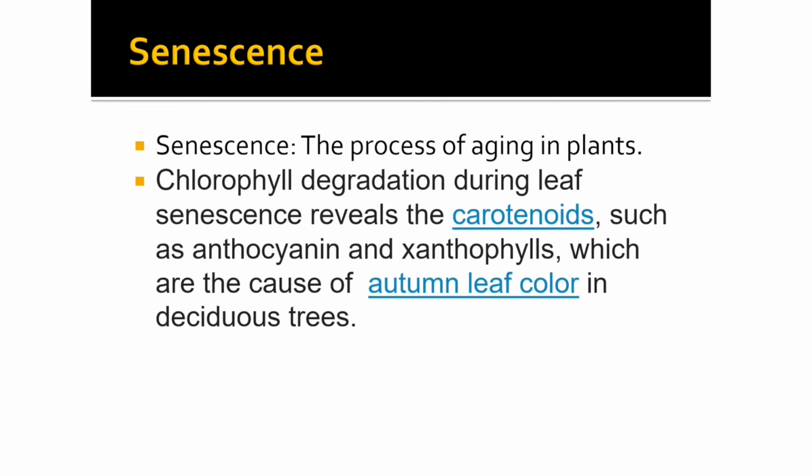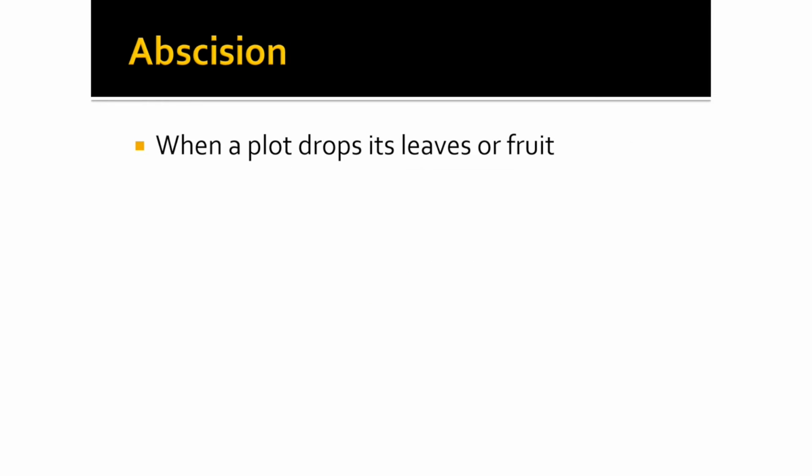Another term here, senescence, is the process of aging in plants. So basically, chlorophyll degradation causes the autumn leaf color you see when a really nice oak tree turns orange in the fall. That's what it is. It's chlorophyll degradation. And there's a bunch of chemistry there that we don't really need to get into. And then abscission, already mentioned. That's when a plant drops its leaves over its fruit. So just a few terms there before we get into this.